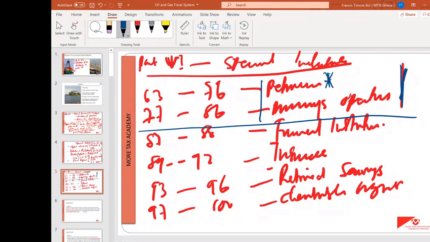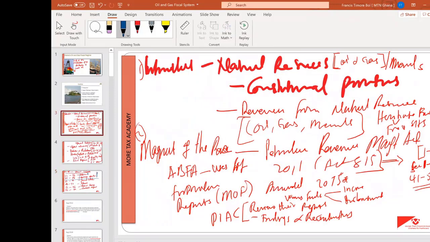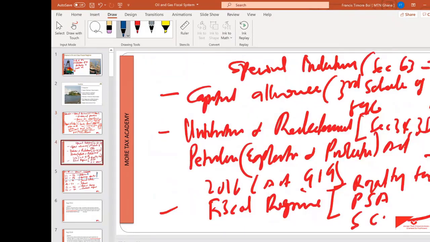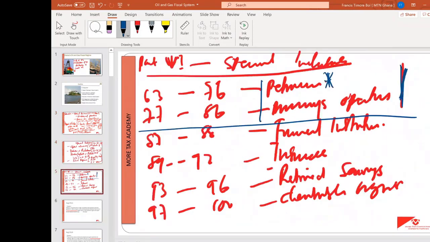So under petroleum, we have done well by discussing the revenues from petroleum, oil and gas. How do we manage the petroleum revenue? How is PIAC and all those reports and everything that we have been discussing. Our mind has been occupied with the taxation of special industries. I hope you are okay up to this point. So very soon, when I shift, I'm going to consider the second leg of the special industry, which is mining.